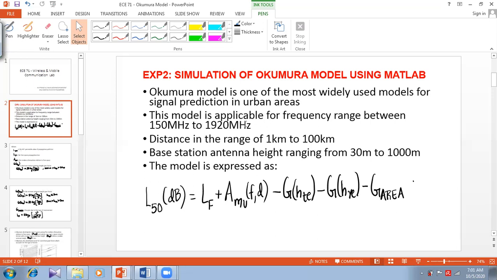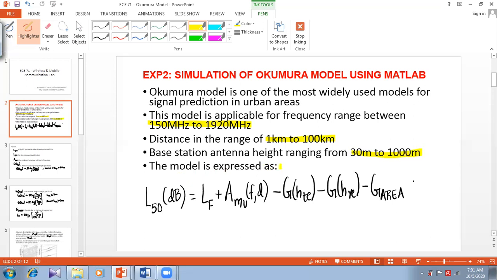That is, the frequency has to necessarily be in the range between 150 megahertz to 1920 megahertz. The separation distance between the receiving and the transmitting antenna has to be in the range of 1 kilometer to 100 kilometers, and the base station antenna height has to range between 30 meters to 1000 meters.